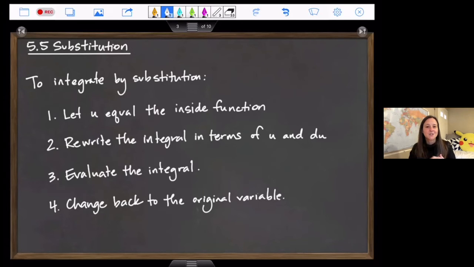But I wanted to take a second to write this down in a procedure for you so you can have it to look at. To integrate by substitution, you're going to let u equal the inside function. Then you're going to rewrite the integral in terms of u and du. That's really where all the hard work is. And then you're going to evaluate the integral and change back to your original variable.